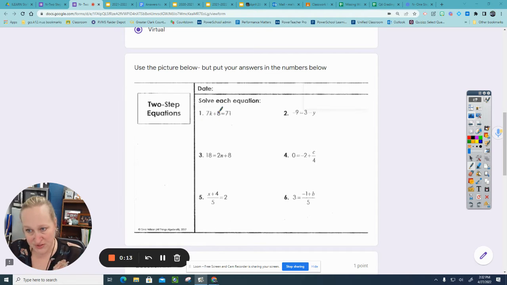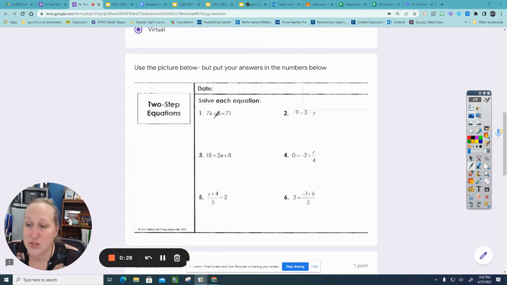There are different strategies on how to keep yourself organized, but when you are working with equations, you want to make sure that you stay as organized as you can to isolate the variable, which means isolate the letter. Variable is the technical term.